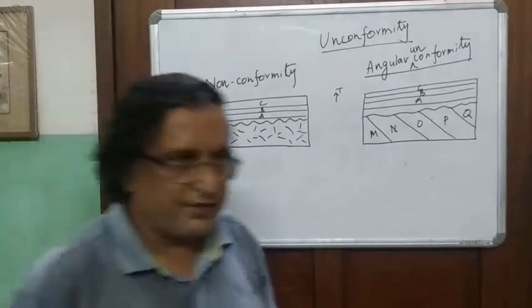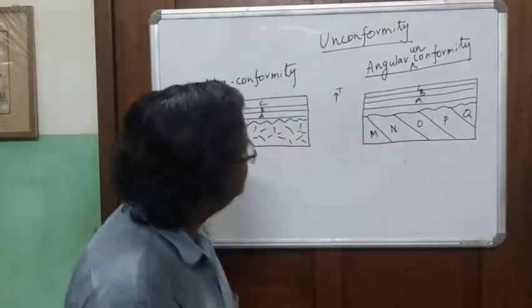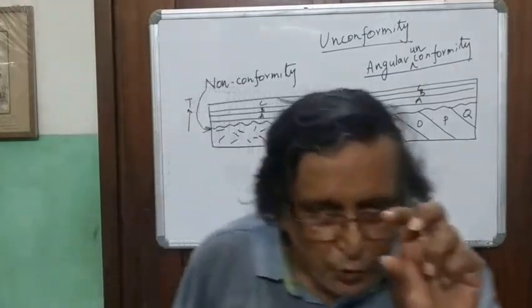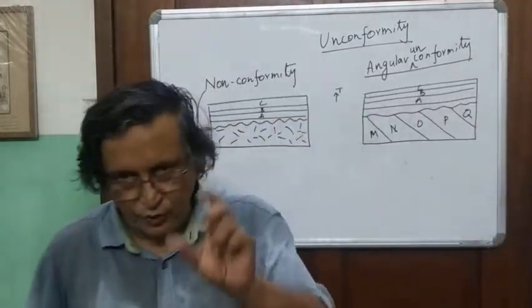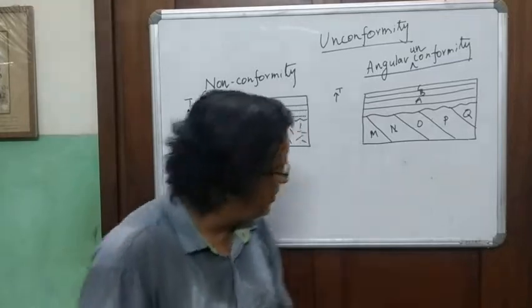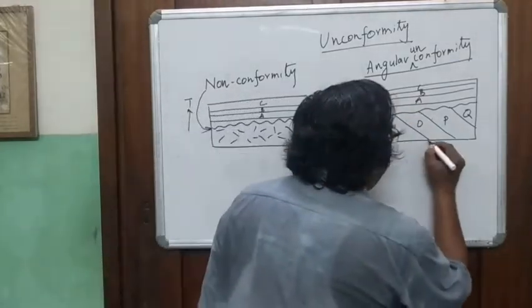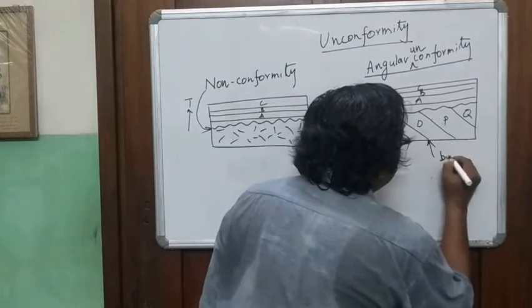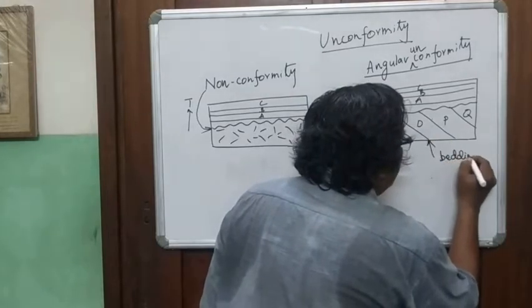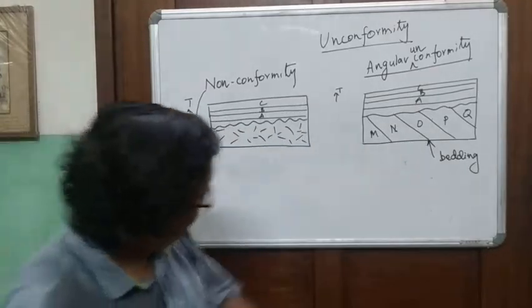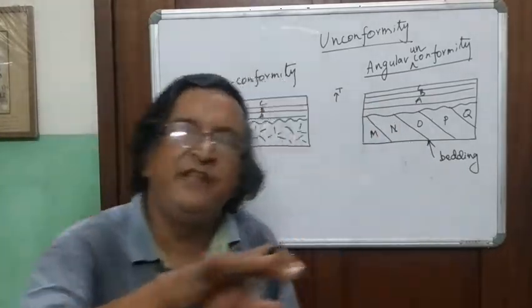This is what it is. What has happened? Angular unconformity occurs between two sets of sedimentary rocks. The one in the bottom, these are called bedding planes. You can read up a little bit. These are planes along which there has been deposition. Bedding planes are planes of deposition.